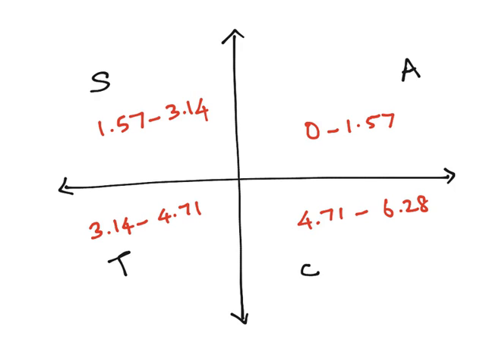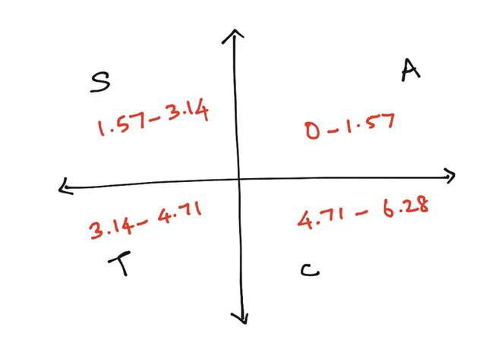Any angle, if it is mentioned in radian, between 0 and 1.57 will lie in the first quadrant, 1.57 to 3.14 will lie in the second quadrant, 3.14 to 4.71 in the third quadrant, and 4.71 to 6.28 in the fourth quadrant. As I mentioned earlier, all functions are positive in the first quadrant. Only sine is positive in the second quadrant. In the third quadrant, only tan is positive, and in the fourth quadrant, only cos is positive.